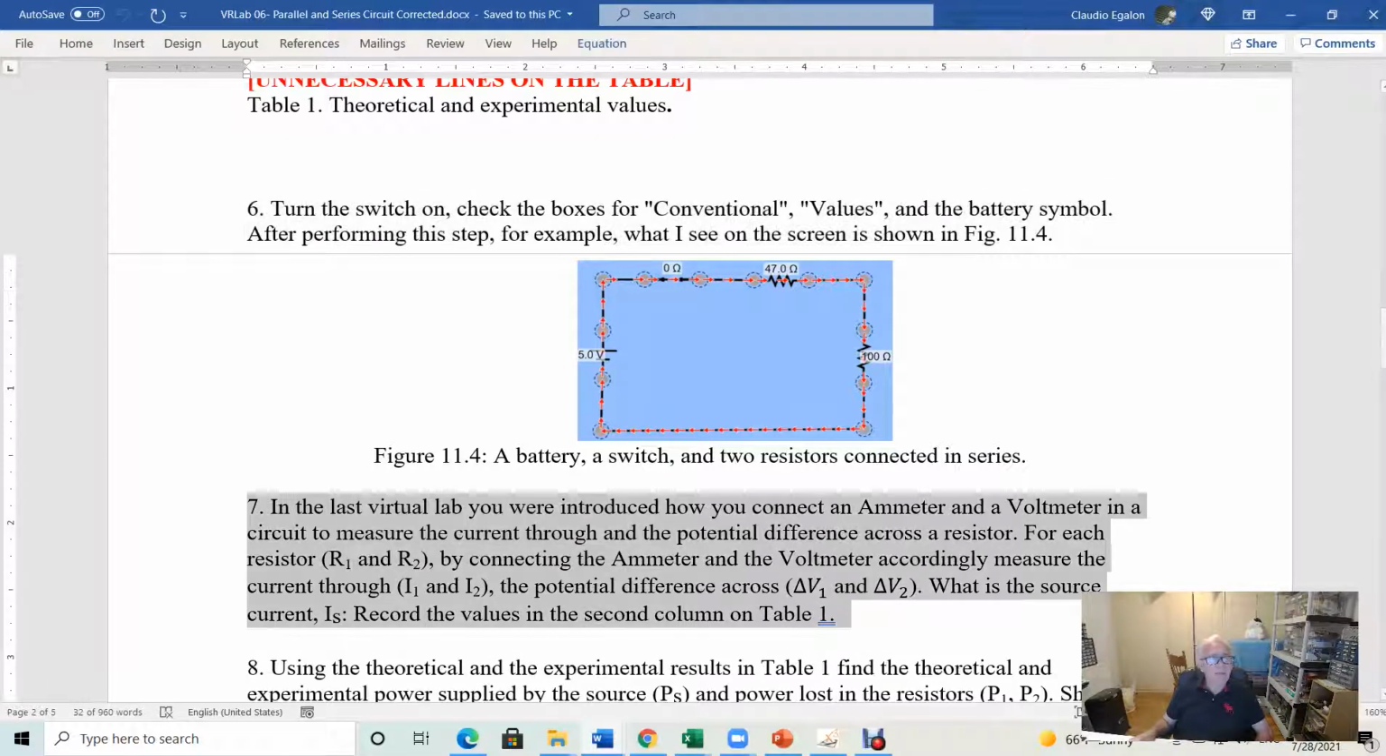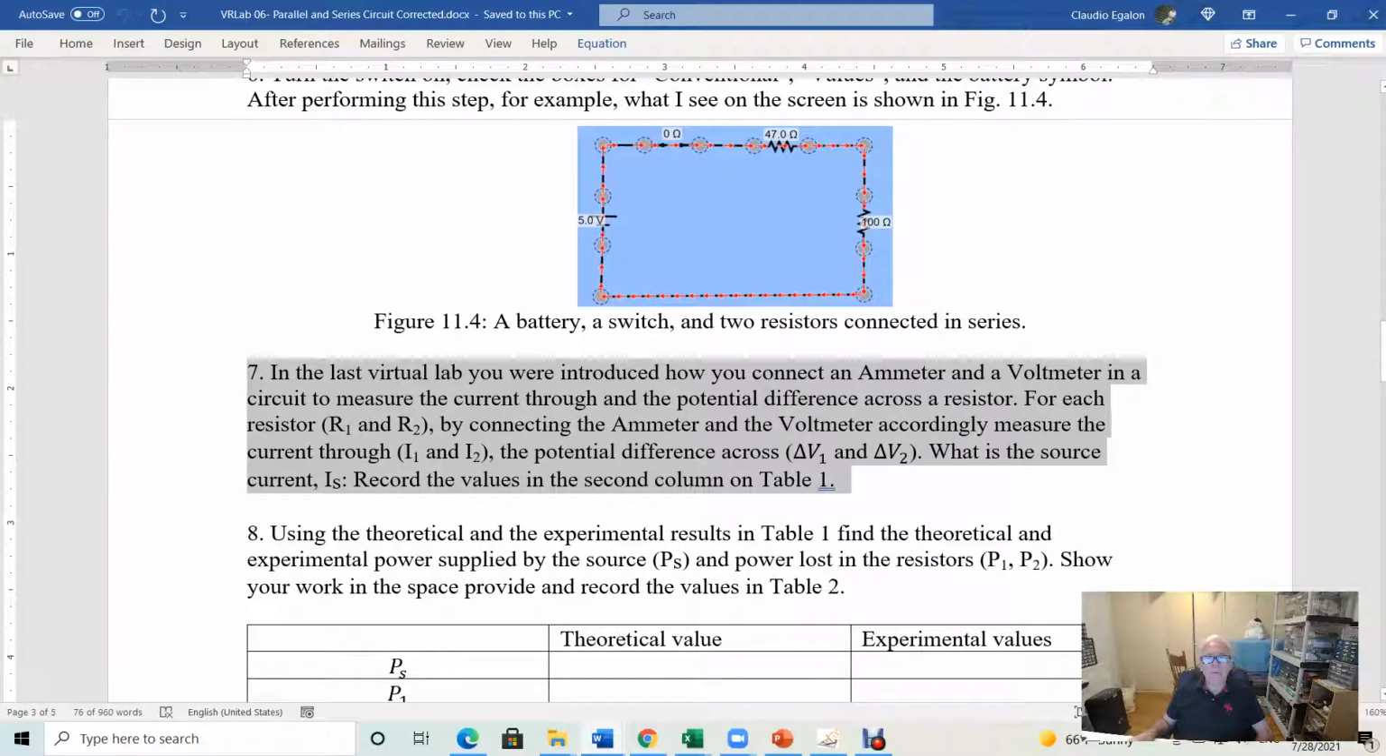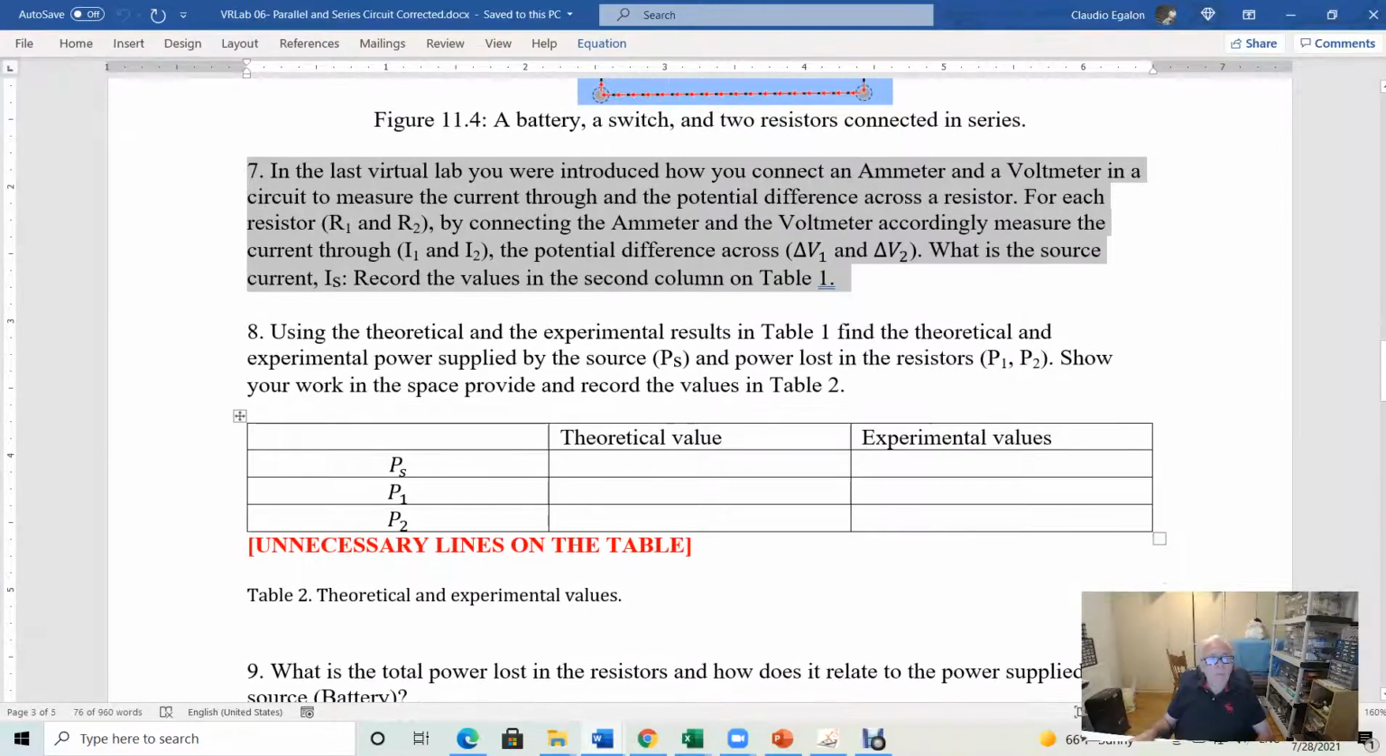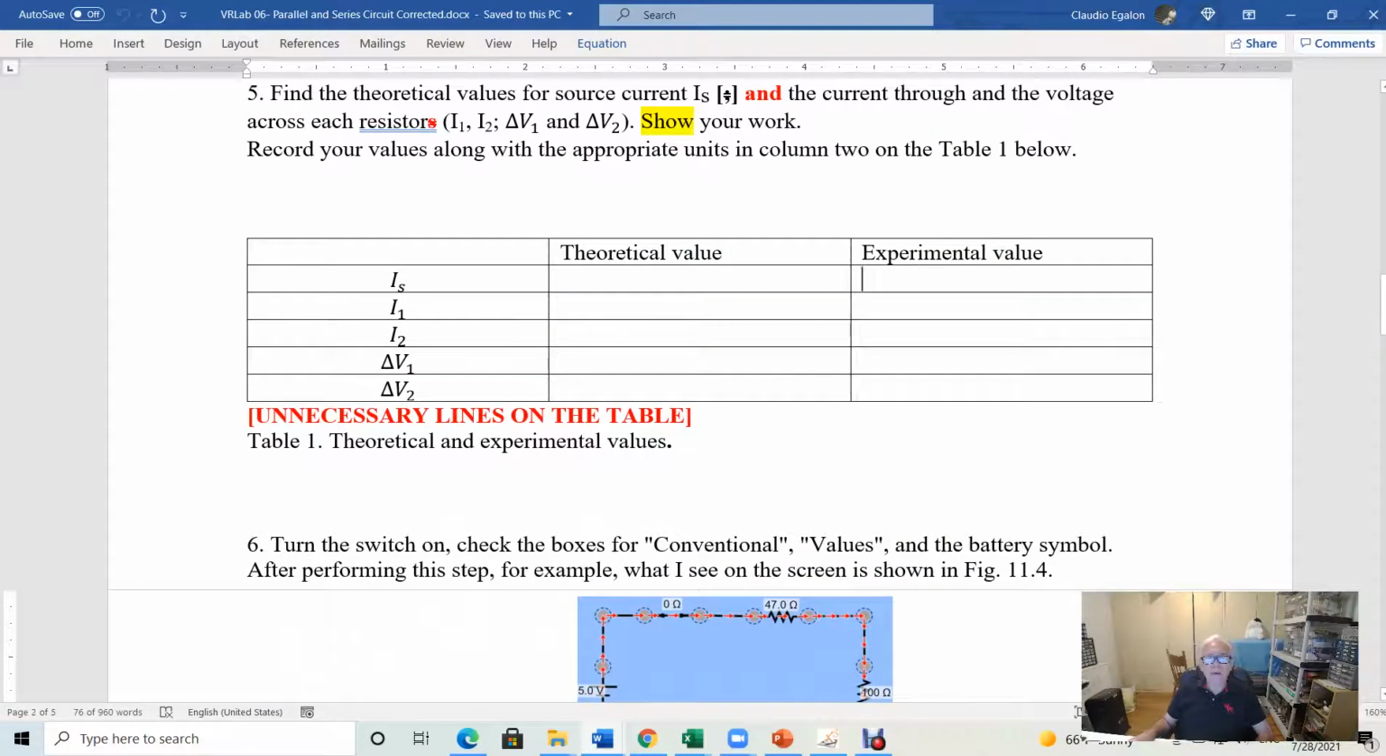In the last virtual lab, you were introduced to how you connect an ammeter and a voltmeter in a circuit to measure the current through and the potential difference across a resistor, for each resistor R1 and R2. Record the values, and the second table is right in here. Let's start with the ammeter. Don't worry about the voltmeter yet.